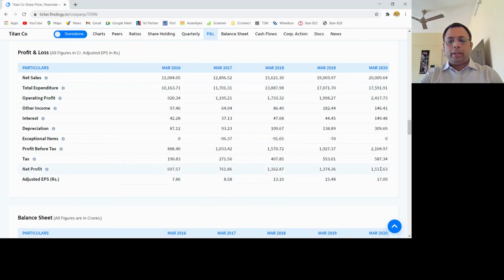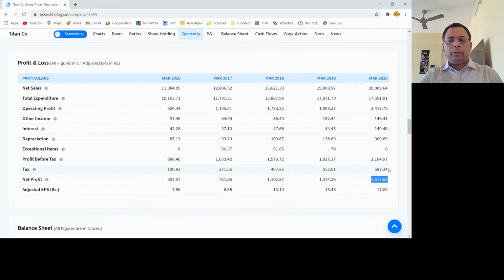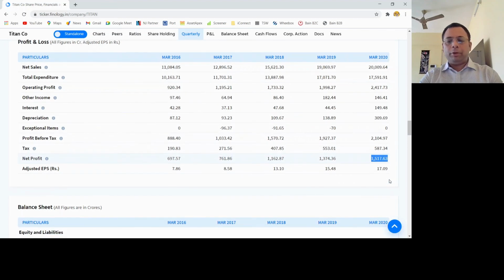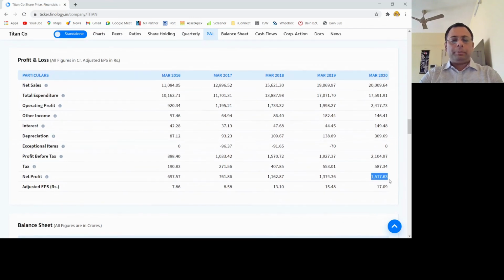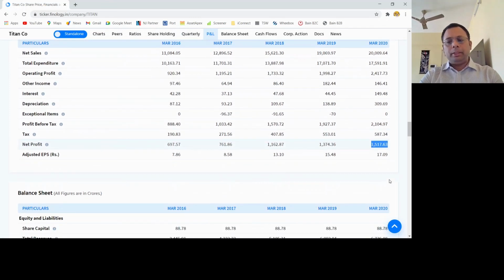Okay, if we go to the profit and loss statement of this company, the net profit that they calculated is about 1517 crores. Okay, so net sales is this, then the total expenditure is this, and operating profit comes out as the difference of these two figures. Then other income they have added, interest expense they have deducted, and depreciation they would have deducted, and then this is what their net profit comes out to be. So although Titan is showing a net profit in their profit and loss statement.